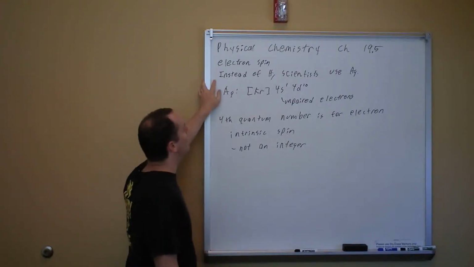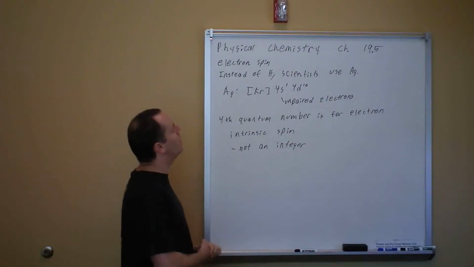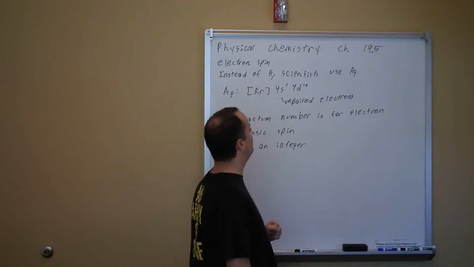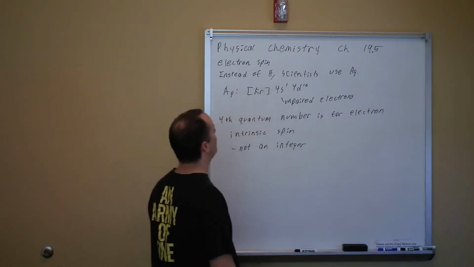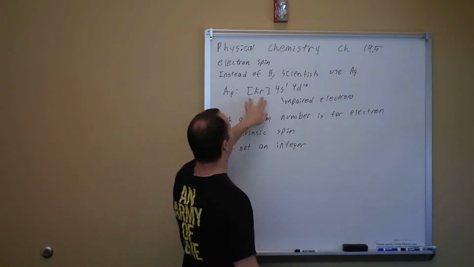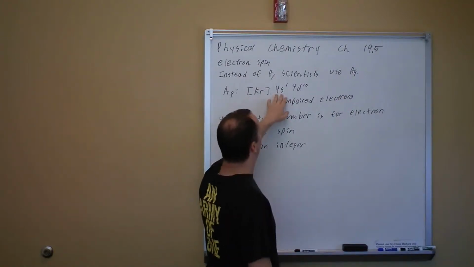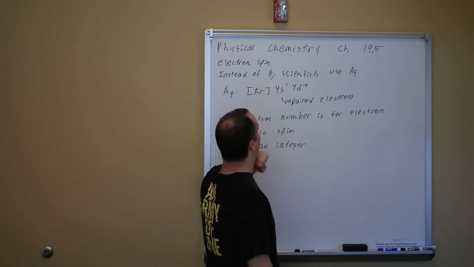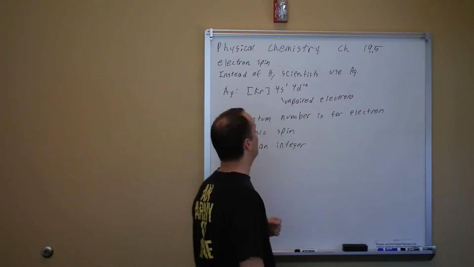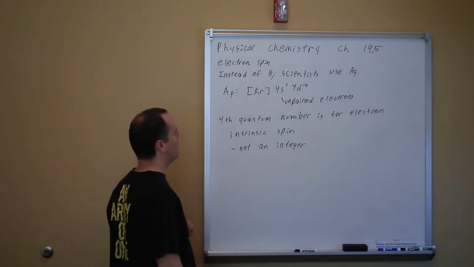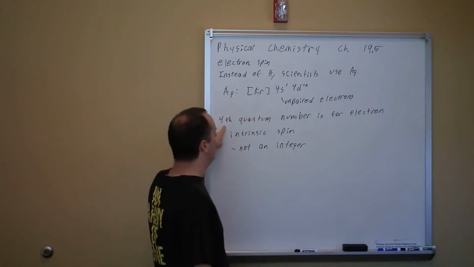Now, as far as doing this, you need unpaired electrons. Now, you could just use pure monatomic hydrogen, but hydrogen is normally diatomic. Instead, scientists use silver. Silver, remember, is krypton plus 4s1 plus 4d10. So this one electron in the 4s shell, that's your unpaired electron that is going to let you study the electron spin.